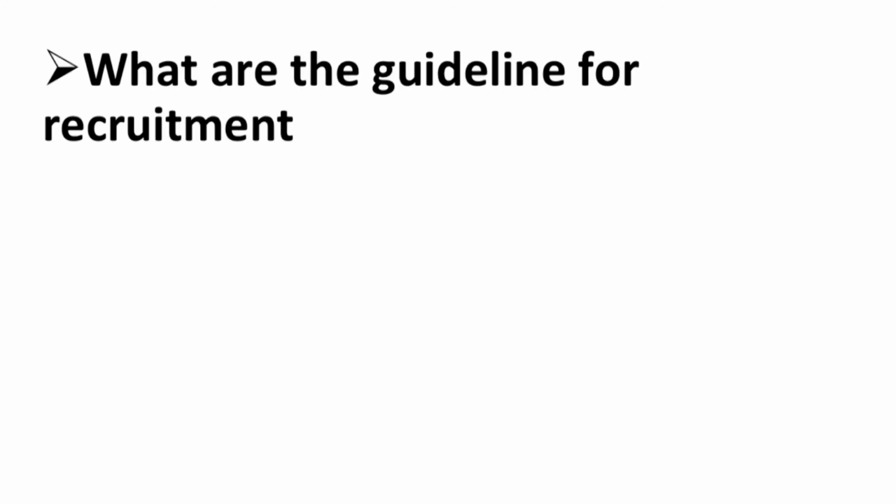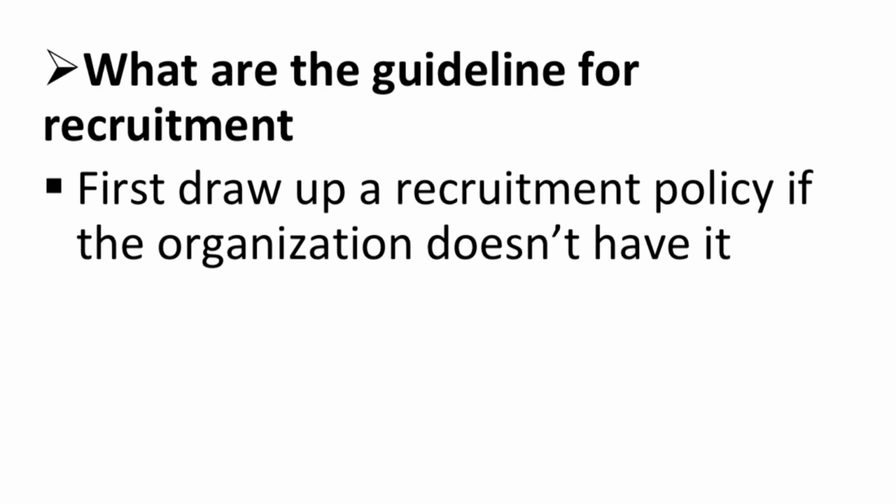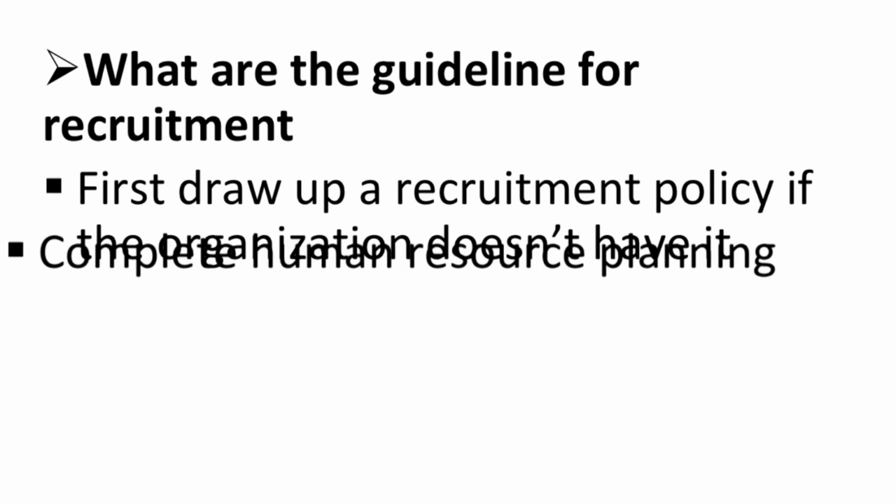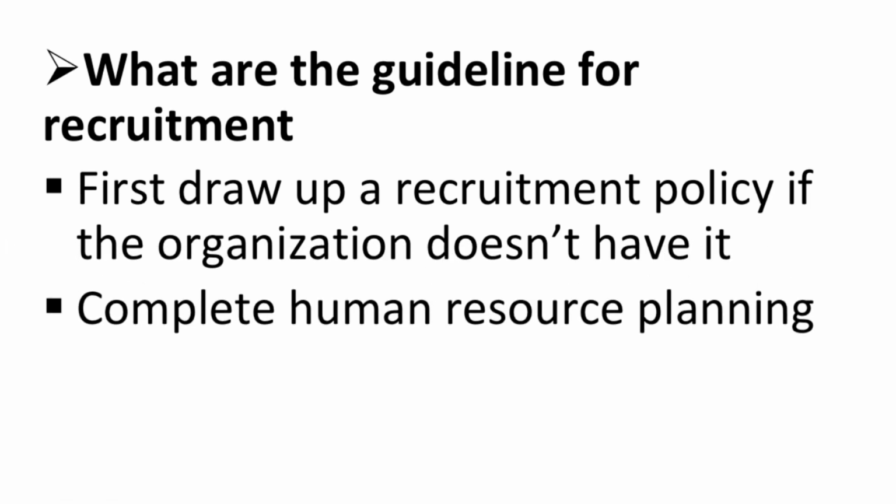Another possible question for this module, what are the guidelines for recruitment? You can tell them that the first thing that you need to do is draw up a recruitment policy if the organization does not have it. So it is important for each and every organization to have a recruitment policy. If the organization doesn't, they need to draw up one. You can also tell them that they need to complete the human resource plan. They need to plan on how they are going to recruit.